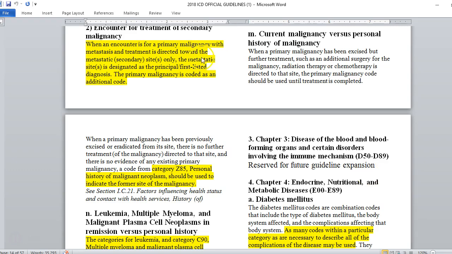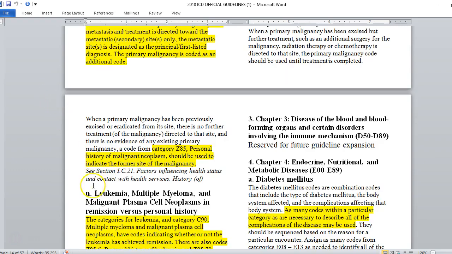But as it goes on, when a primary malignancy has been previously excised or eradicated from its site and there's no further treatment of the malignancy directed at that site and there's no evidence of an existing primary malignancy, a code from category Z85, personal history of malignant neoplasm, should be used to indicate the former site of the malignancy. So again, we need to know, does the patient still have it in their body or not? And we need this clarified by the doctor if it's not clear.